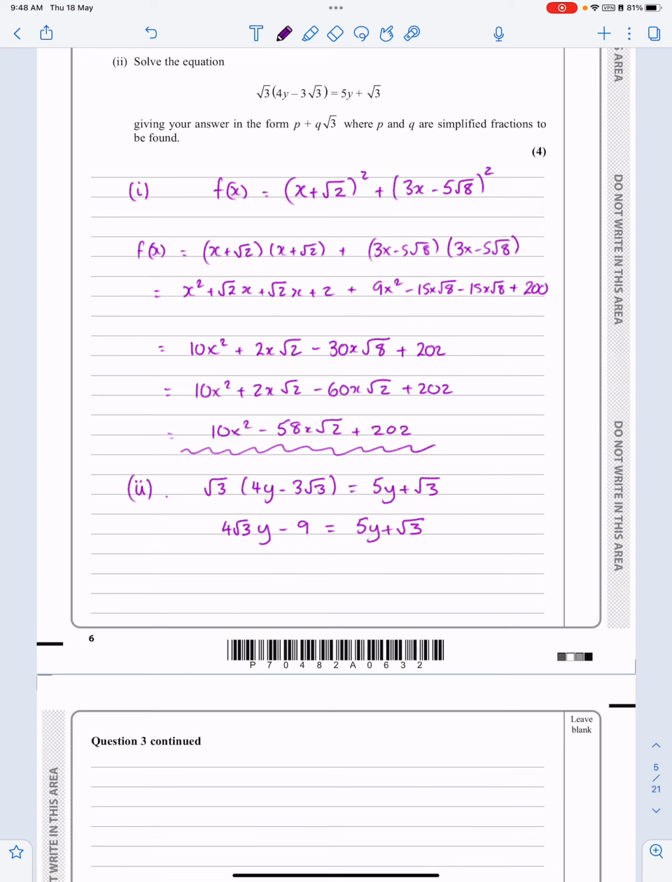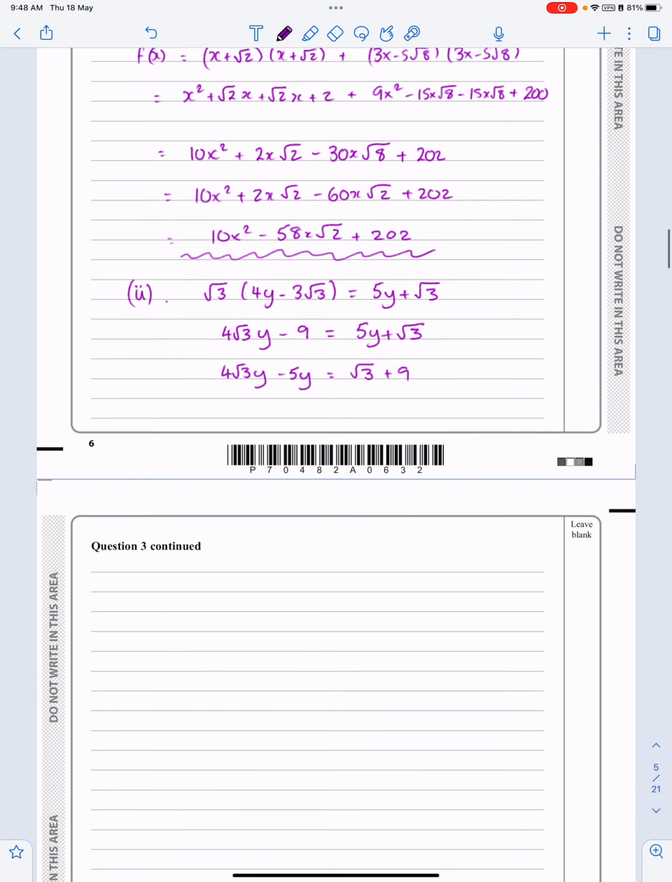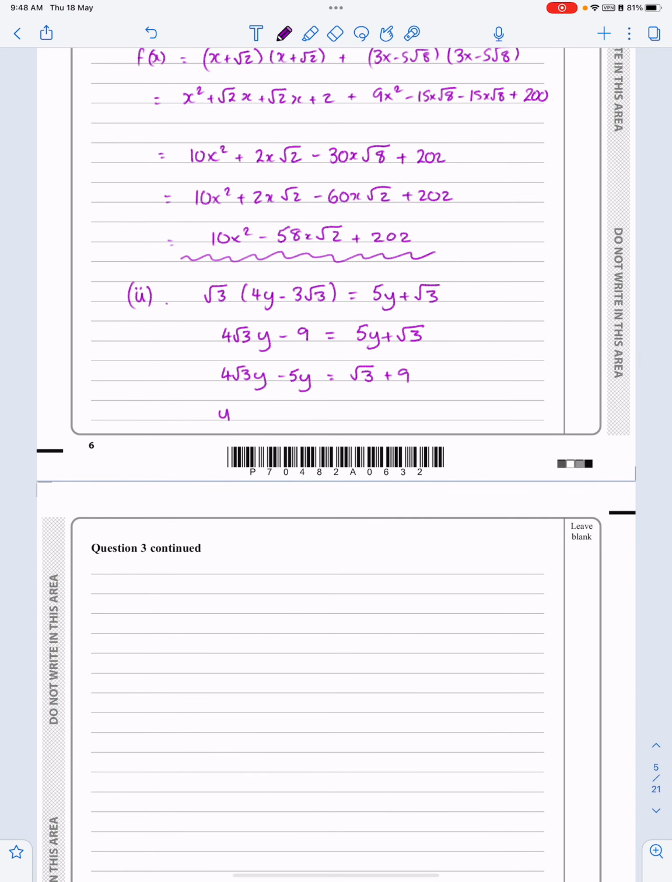And now here, get the y's onto one side, get the numbers onto the other side. You can take steps if you want to do it, shouldn't really need to. 4 root 3y minus 5y is equal to root 3 plus 9. They've just swapped over. And I knew I was going to be getting to this stage in my game plan at the start. I want to take y as a factor here, because now I can just divide out for my next bit. So that's root 3 plus 9 all over 4 root 3 minus 5.